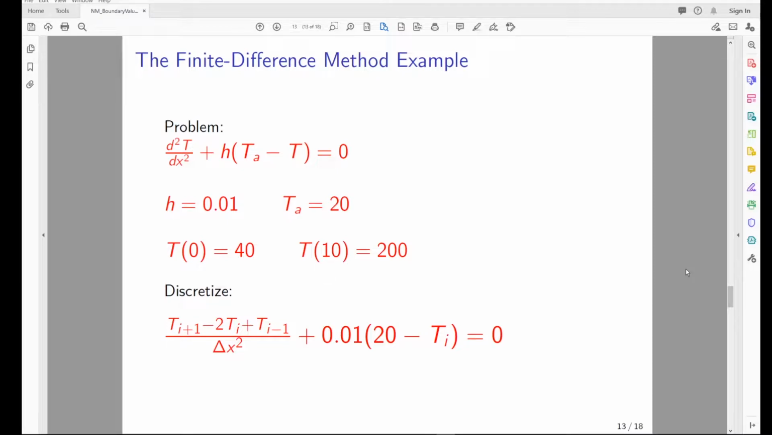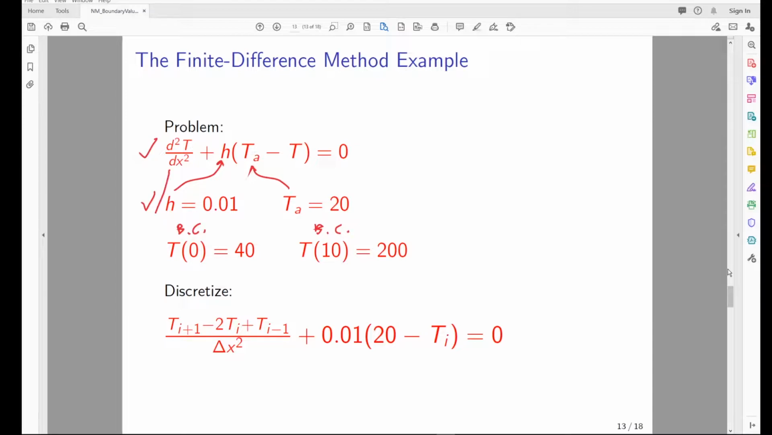All right, so just to recap the problem, we've got this ordinary differential equation, we've got some constant terms inside, namely h and T_a as before with the temperature rod. And then we've got two values. These are both boundary conditions. Boundary condition 1, boundary condition 2. But in this case, we're going to try to combine them into an equation set.